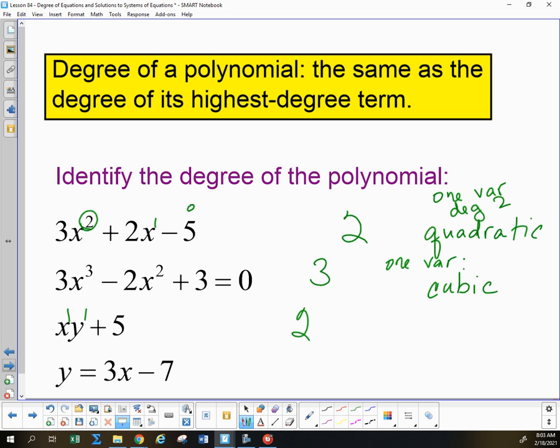And then this one, we've got the 1 on the left, and we've got the 1 on the right, so it is degree 1. And that's a linear equation when we have the degree 1 in there, with y equals x. So that's mostly review, just checking a little bit of vocabulary.